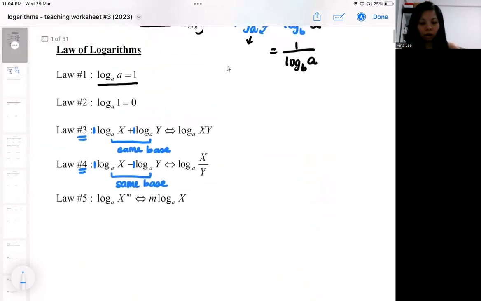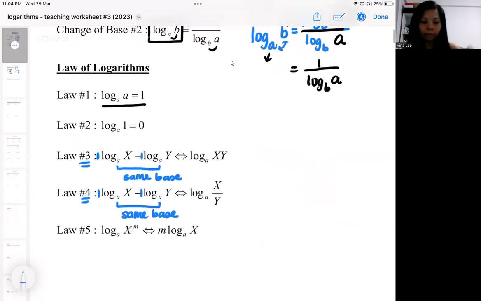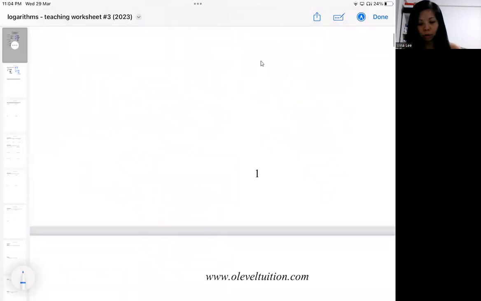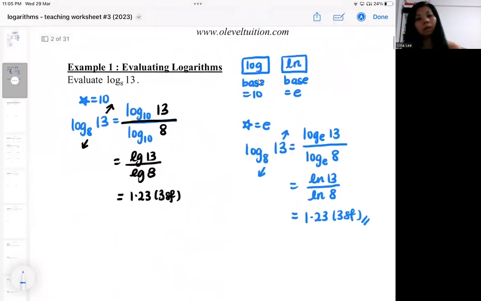Recall that for the laws of logarithm we need the same base, then we can apply law number 3 or law number 4. In situations where you see different bases, we couldn't use the laws, so you need to change to the same base. The whole idea is that only when you come back to the same base can you use the laws. That's why we need this change of base formula, and it also helps us evaluate logs by changing them to base 10 and base E.